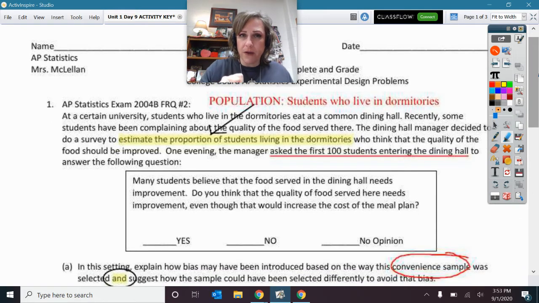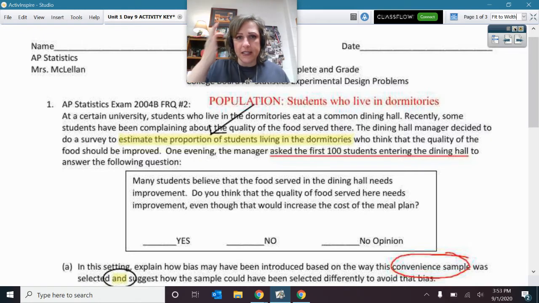Okay. So here's what we got. So the first very, very, very important thing, and the reason that one of our lessons in, I think, day 5 of this unit was to make sure you are paying attention to who the population of interest is. Who are they wanting to generalize to? Well, if you read carefully in this problem, it says they want to estimate the proportion of students living in the dormitories who think that the quality of food should be improved.